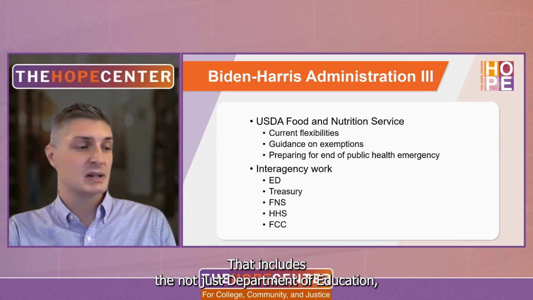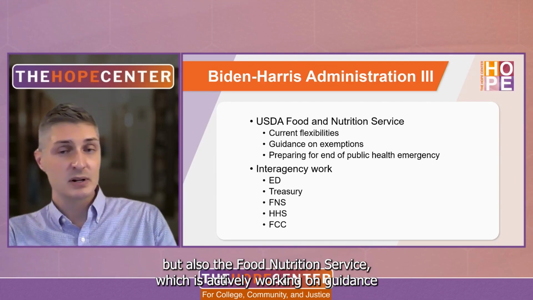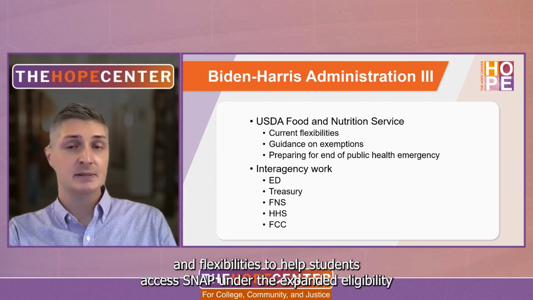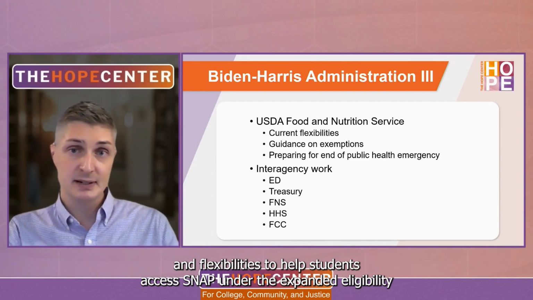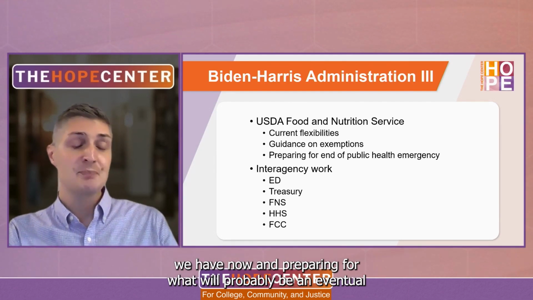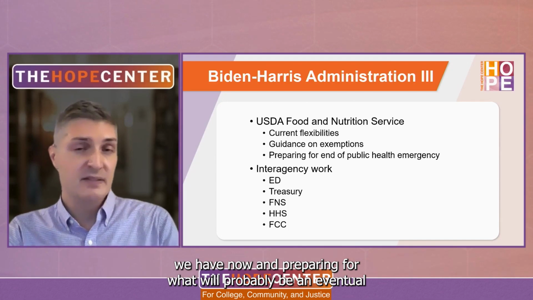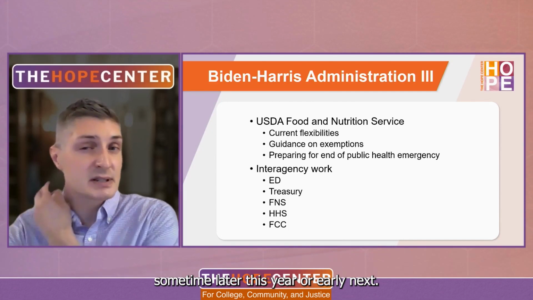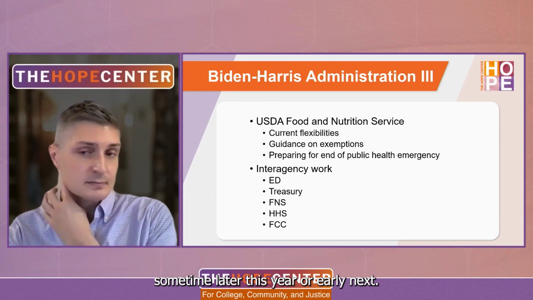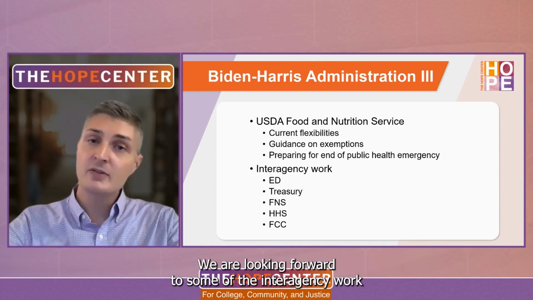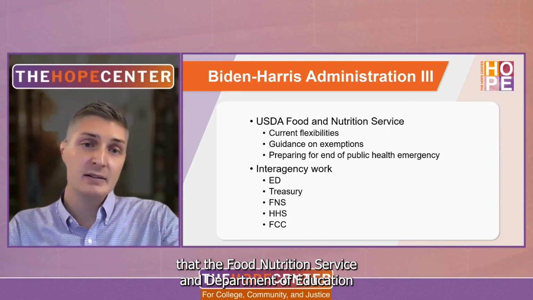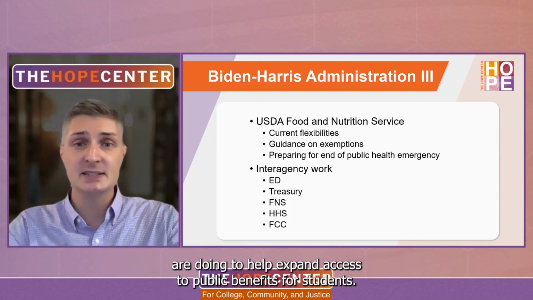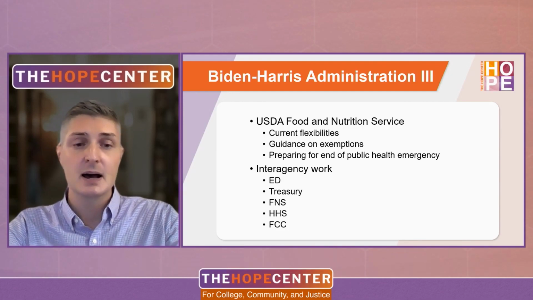That includes not just the Department of Education, but also the Food and Nutrition Service, which is actively working on guidance and flexibilities to help students access SNAP under the expanded eligibility they have now, and preparing for what will probably be an eventual end of the public health emergency that was declared for COVID-19 sometime later this year or early next. We are looking forward to some of the interagency work that the Food and Nutrition Service and Department of Education are doing to help expand access to public benefits for students.